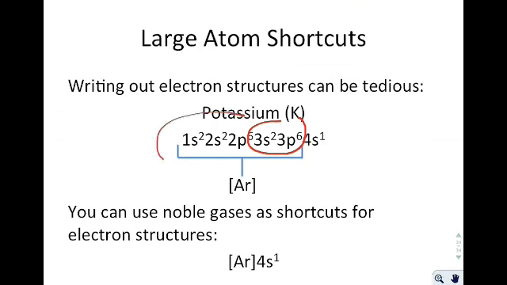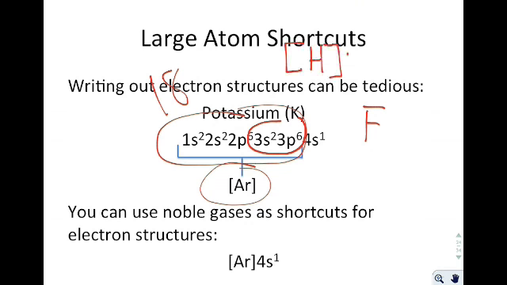So this right here is a total of 18 electrons, which is the noble gas argon. So I just write argon, and then what is after argon. You have to use the closest noble gas, but the one that's before it. For example, if I was trying to do fluorine, which we did in our previous example, I could write helium, and then I could write 2s2, 2p5.